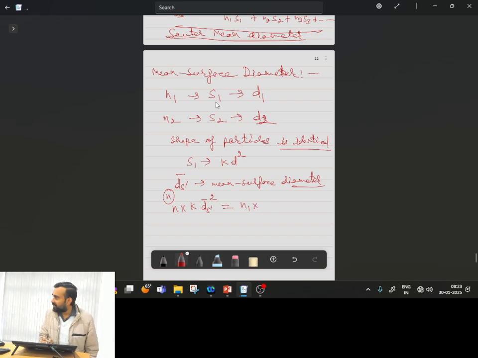Particles having surface area S1, so S1 can be written in terms of k into d1 square, plus n2 k into d2 square, likewise. So from here I will be getting that d_s bar will become equal to simply n1 d1 square plus n2 d2 square divided by n, and this entire power, if I remove 2 from here, then 1 by 2.